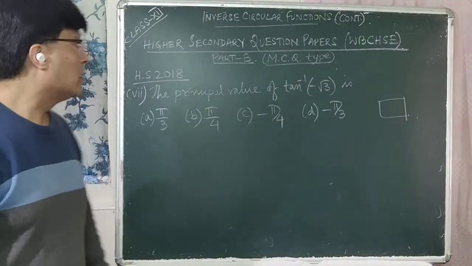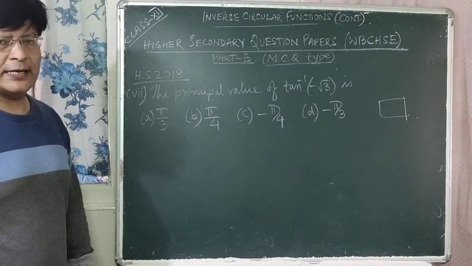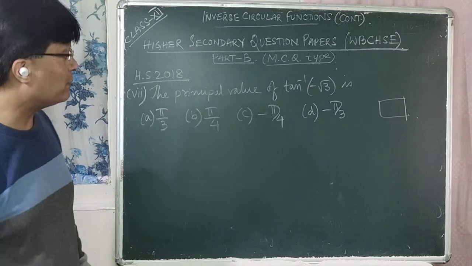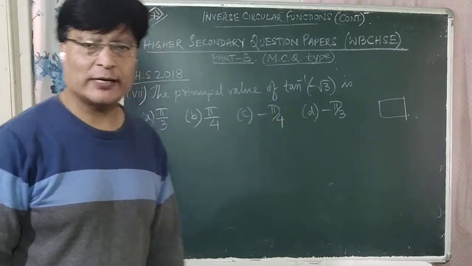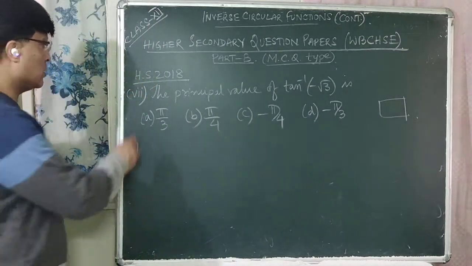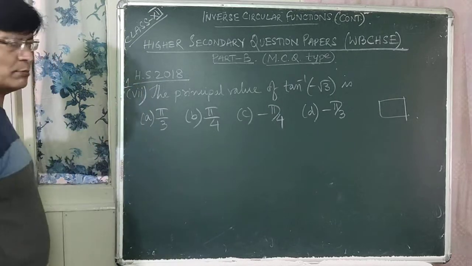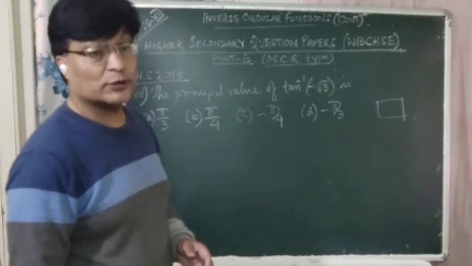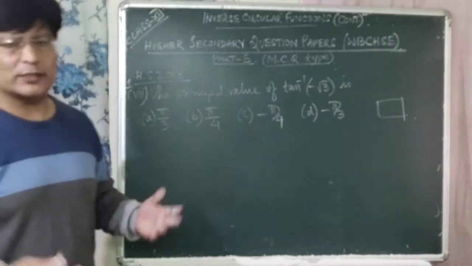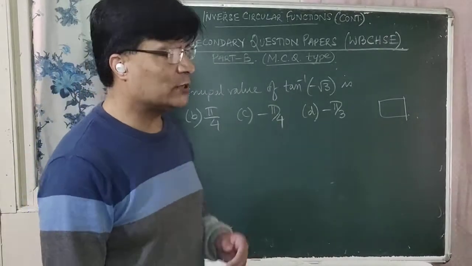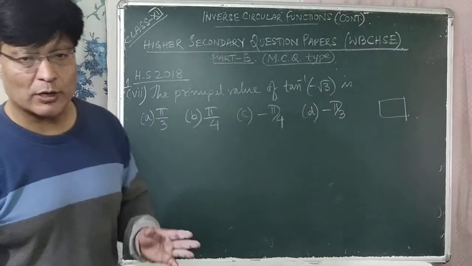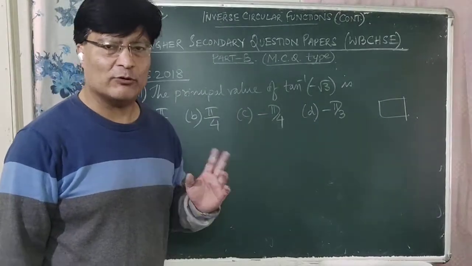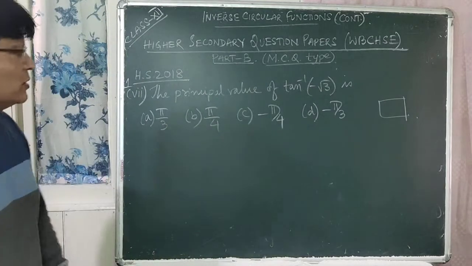So now we will do a question from Higher Secondary 2018 Part B MCQ type. This question also carries 1 mark. That is 1 number 7 is the question number. The principal value of tan inverse within bracket minus root over 3 is what? A, B, C or D? Which one is the correct option? So we did principal values from the book, isn't it? You know how to find out the principal value. Principal value means you have to get the least value of the given inverse circular function, right?